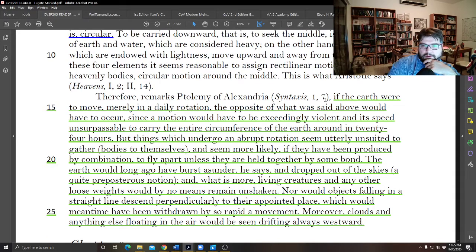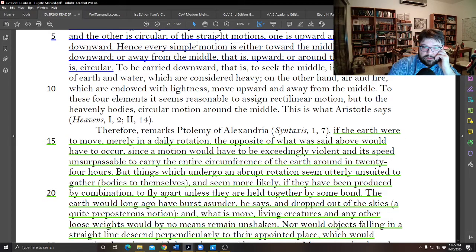Therefore, Ptolemy said, if the earth were to move merely in a daily rotation, the opposite of what was said above would have to occur, since the motion would have to be exceedingly violent and its speed unsurpassable to carry the entire circumference of the earth around in 24 hours. So he's saying Ptolemy actually used this reasoning to disprove or to reject the daily rotation of the earth, because things on the earth move in a straight upward or downward line.